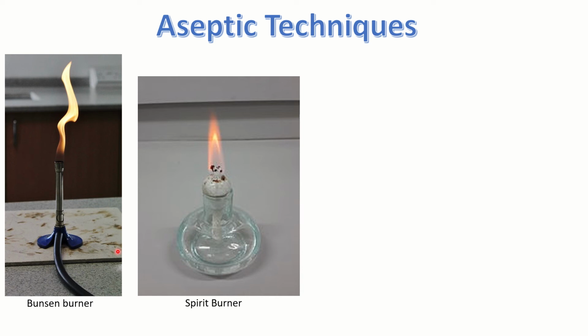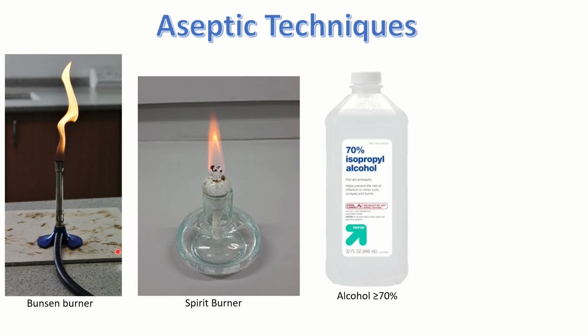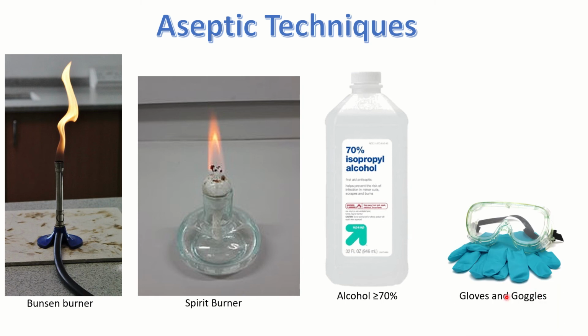The next thing we'll need is to clean the desks. So we need to use at least a 70% alcohol solution. We need to wipe our desks or lab benches down with that. Also, the equipment we're using, which we'll come on to later, should also be sterilized with the alcohol.